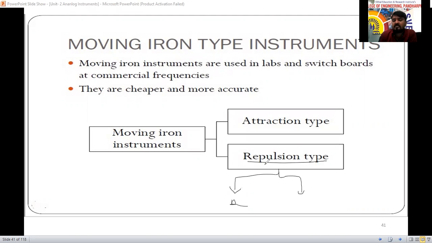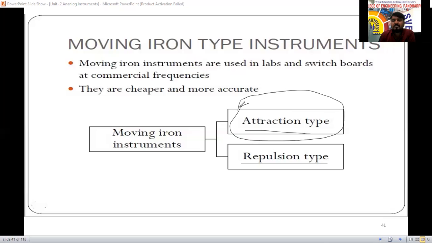Once we start the explanation, we will go into those. The function is the same; based on the structure of the iron we use, we classify the repulsion type into two types. So mainly moving iron is classified into attraction type and repulsion type. We will start with the attraction type now and discuss its principle.